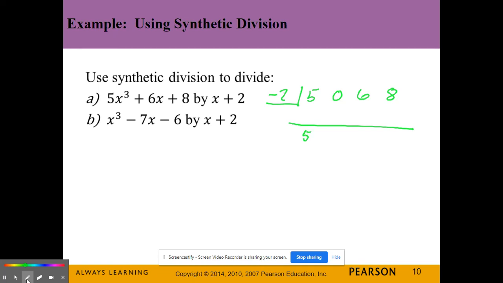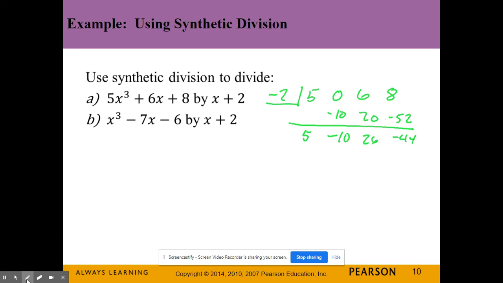Drop the first number, and you multiply. Negative 2 times 5 is negative 10. Add down, and then repeat the entire process until you're done. Negative 2 times negative 10 is 20. Add down to get 26. Negative 2 times 26 is negative 52. And then you add down, and you get negative 44.